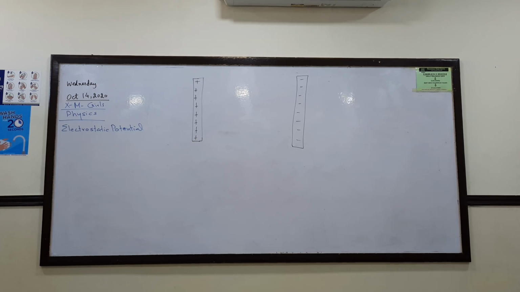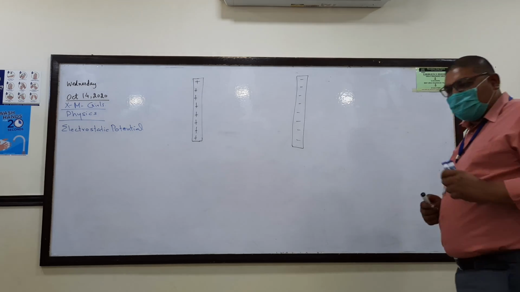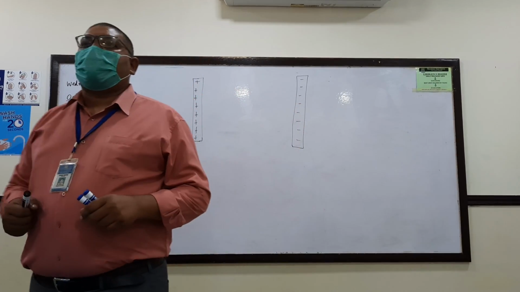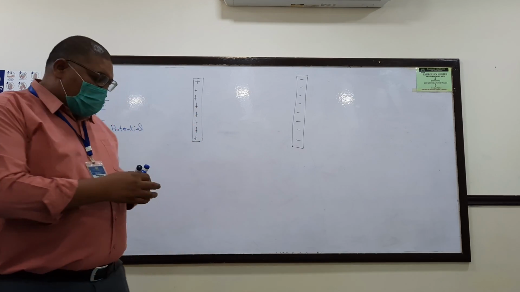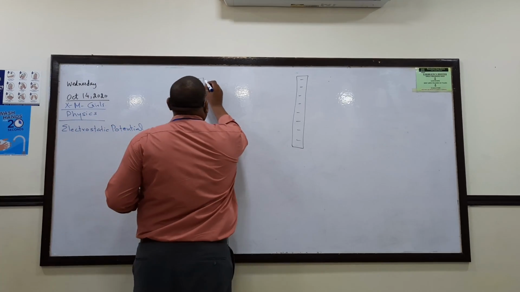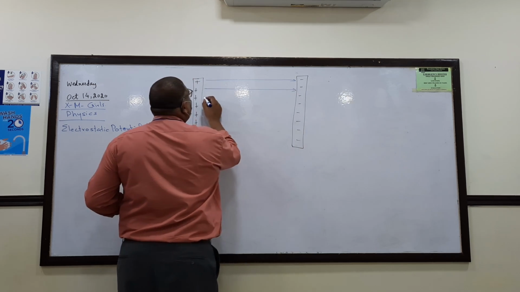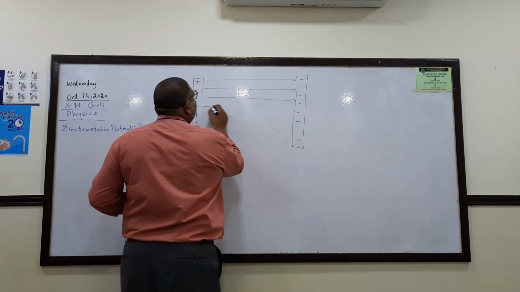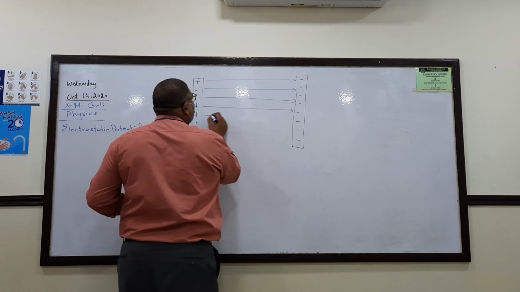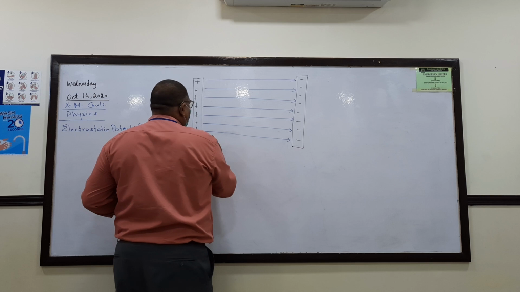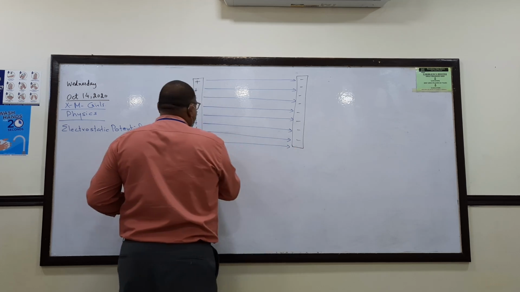And we know, yesterday we learned it, that the electric field lines start from the positive and enter into the negative. So the electric field lines are always from positive to negative. Between the parallel plates, the electric field lines are uniformly distributed and they are parallel to each other. Only at the ends they will be a little bent.